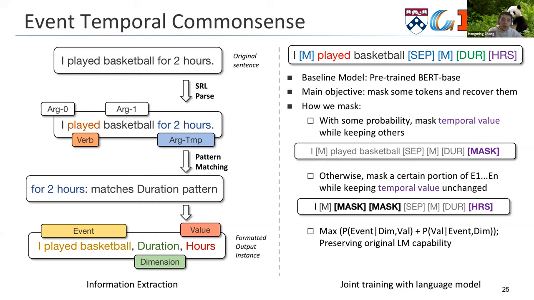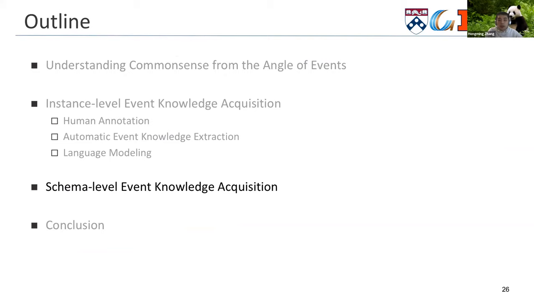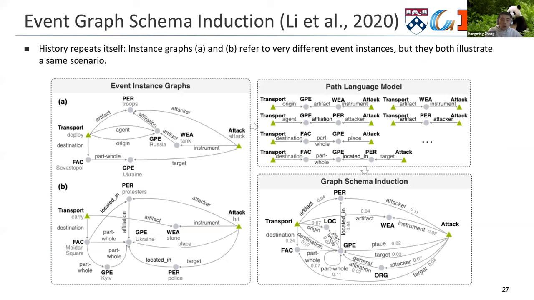Okay, so after introducing the common way of collecting instance level event knowledge, I would then introduce a recent work that focuses on schema level event knowledge. The good thing about schema level event knowledge is that it can help us to achieve a kind of abstraction to transfer the knowledge from the observed event instances to unseen ones. At the same time, it can also help us to select the salient event knowledge and minimize the influence of noise. Here is an example.